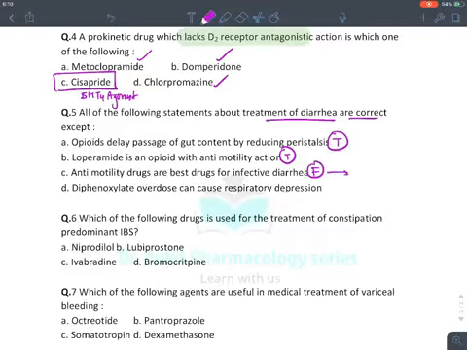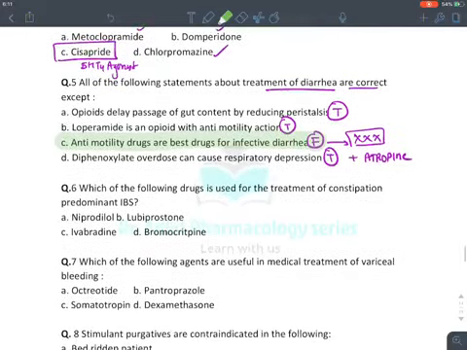Anti-motility drugs are the best drug for infective diarrhea. Remember, false. They should not be given for infective diarrhea, unless that diarrhea is life-threatening. Diphenoxylate is an opioid. It can cause respiratory depression. Yes, opioids can cause respiratory depression. Hence, we add atropine with diphenoxylate to prevent its abuse. So the answer is anti-motility drugs are not a mainstay of treatment.